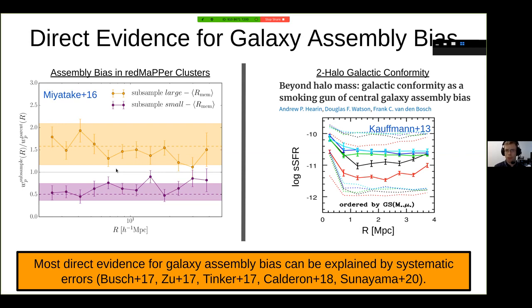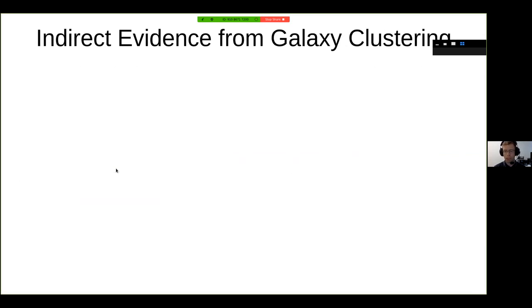And so some people also turned to more indirect searches for galaxy assembly bias. By that, I mean that you just take a single sample of galaxies and you look at their clustering or lensing amplitudes, and you fit this with a model with a variable level of galaxy assembly bias and just ask, what does the data favor?